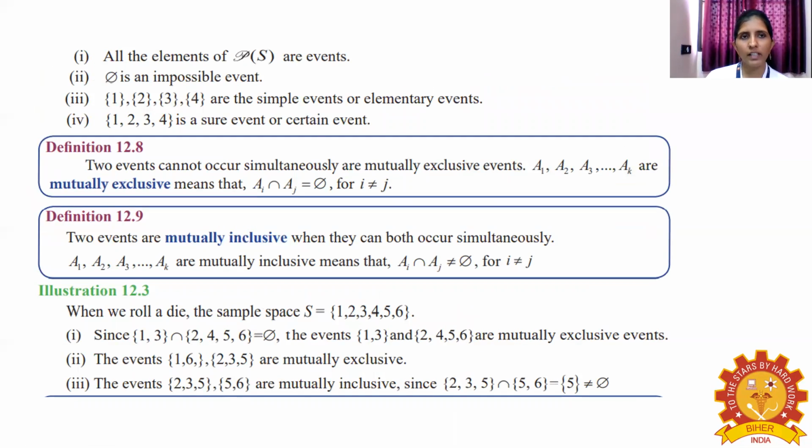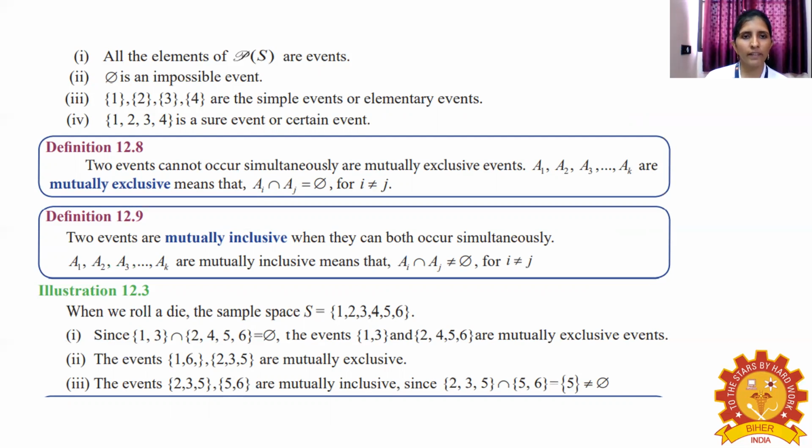An observation: all the elements of P(S) are called events, and phi is an impossible event. Each set that has only one possible outcome is called a simple event or elementary event. And {1, 2, 3, 4}, which has all the possible outcomes and is equal to the sample space, is called a sure event or certain event.